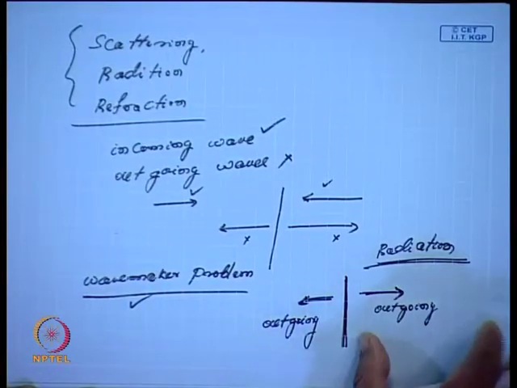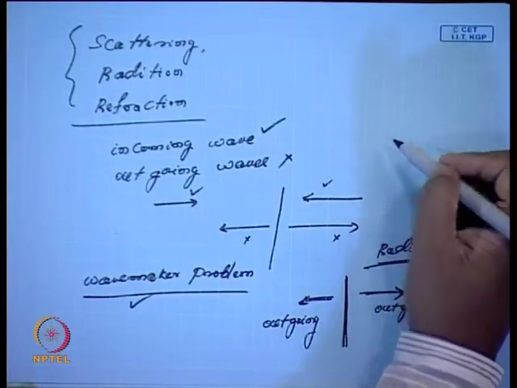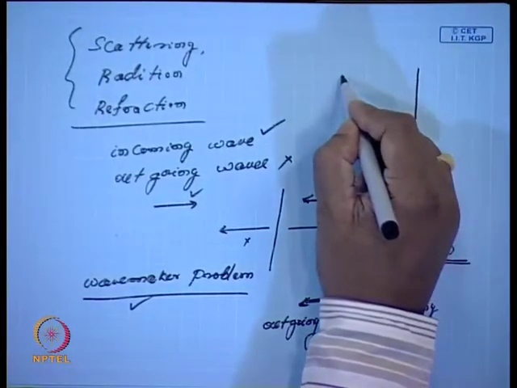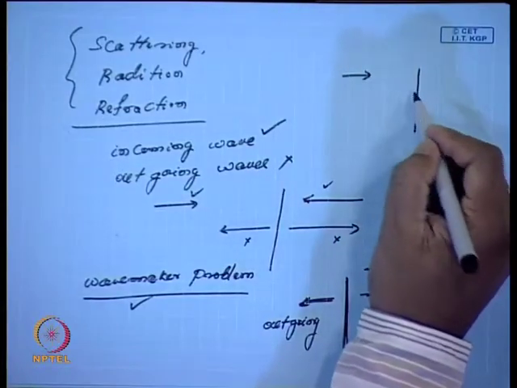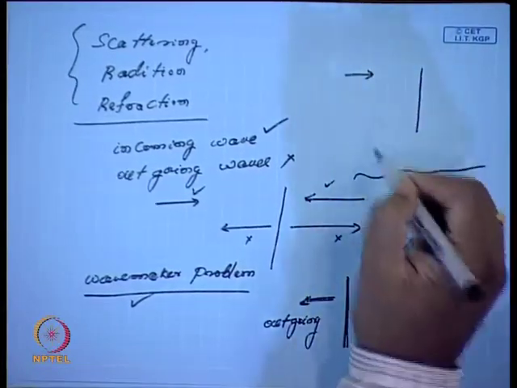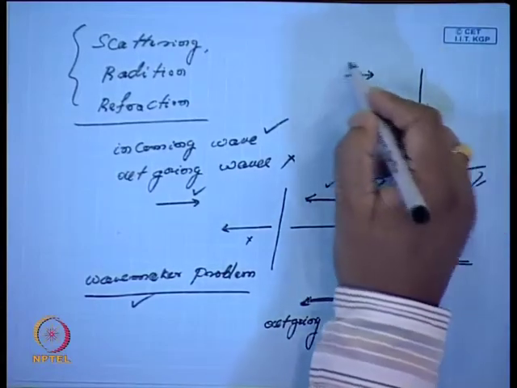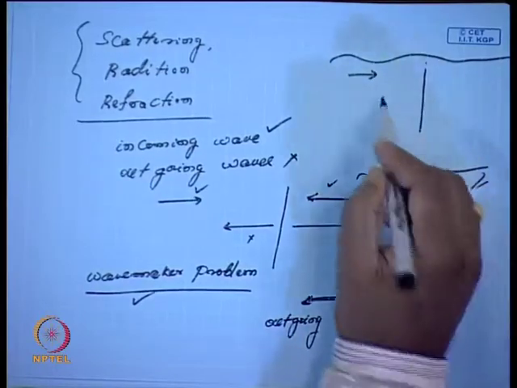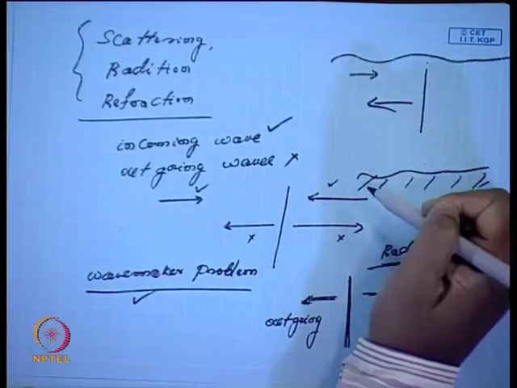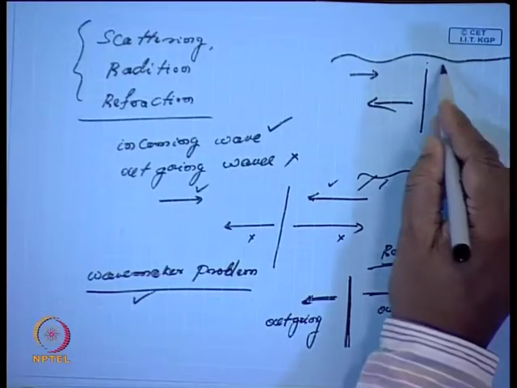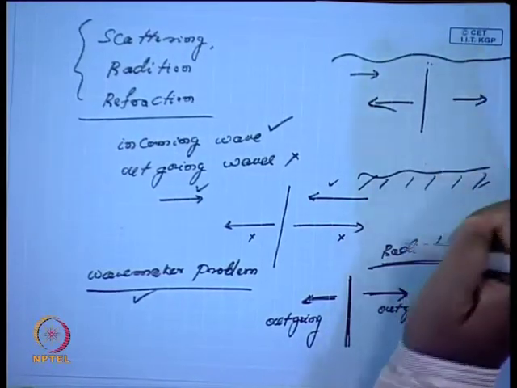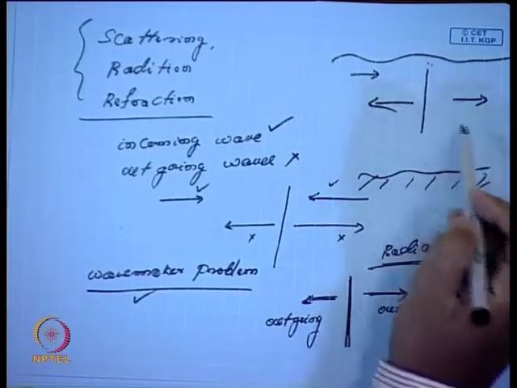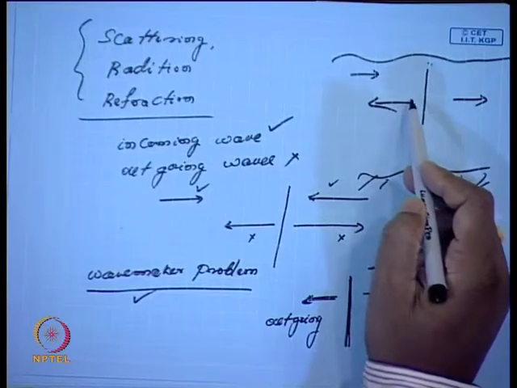On the other hand, in the scattering problem, you have an obstacle, and an incoming wave approaches this obstacle. Suppose this is the bottom, this is the free surface, and because of this obstacle there is a gap between here and here. A part of the energy will be reflected back, and because we have gaps, a part of the energy will go out this way. So, there is a transmission of energy to the other side, and here there is a reflection of energy.